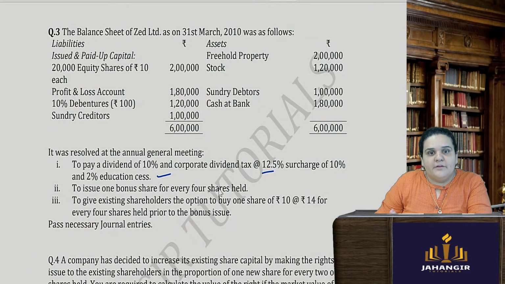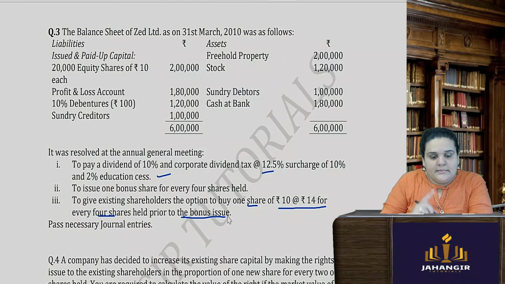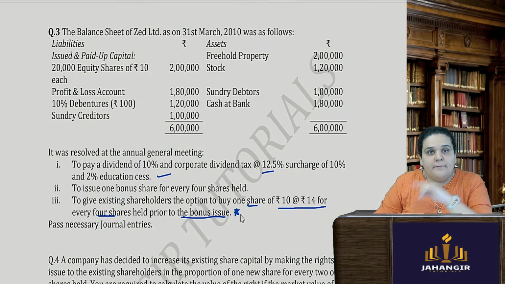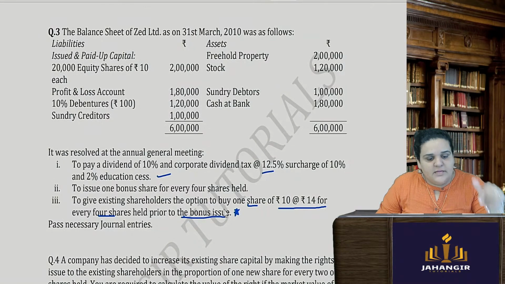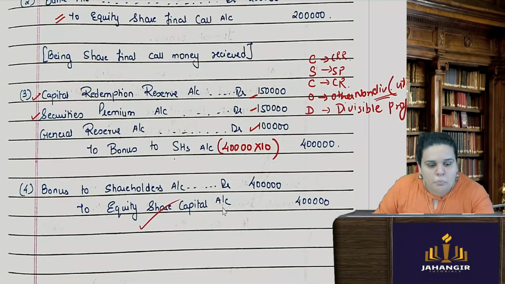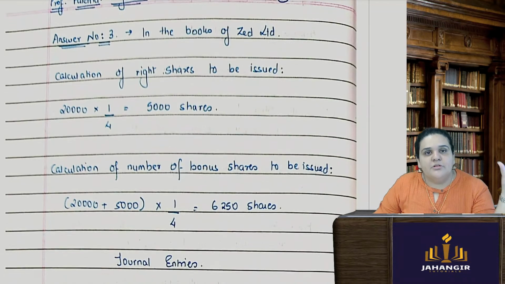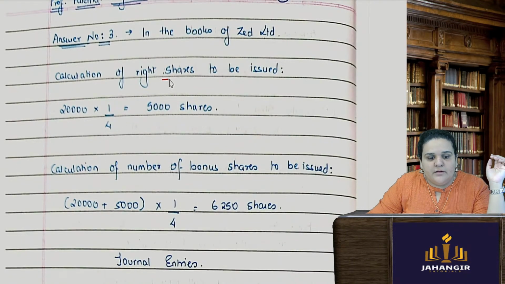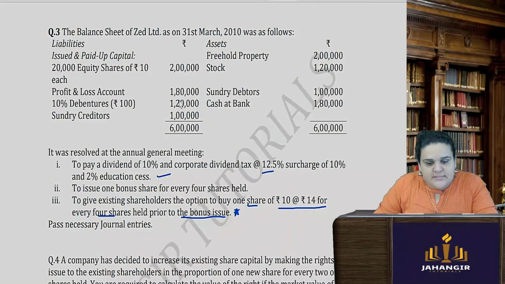Issue one bonus share for every 4 shares held, and give existing shareholders the option to buy 1 share of rupees 10 for rupees 14 each for every 4 shares held prior to the bonus. That means there is a bonus, there is also a rights issue, and there is also payment of dividend. Since they have specifically told me that the rights issue is done prior to the bonus, first I will have to move to my rights issue. In the books of Z Limited, calculation of the rights shares: how many rights shares are we getting?